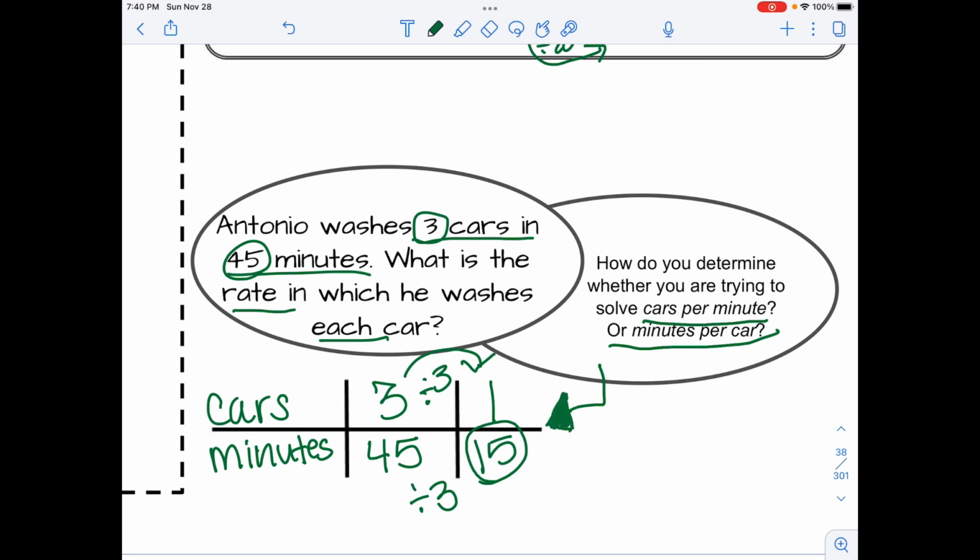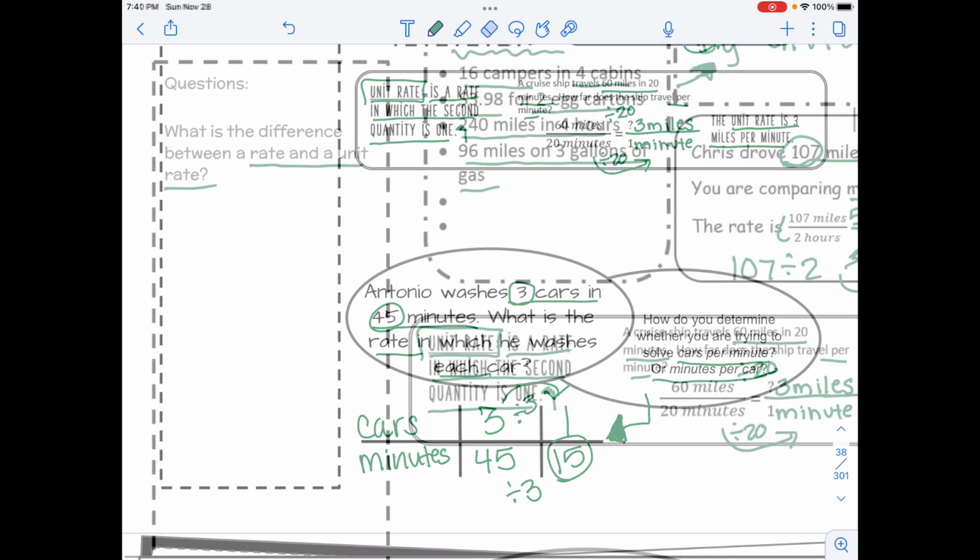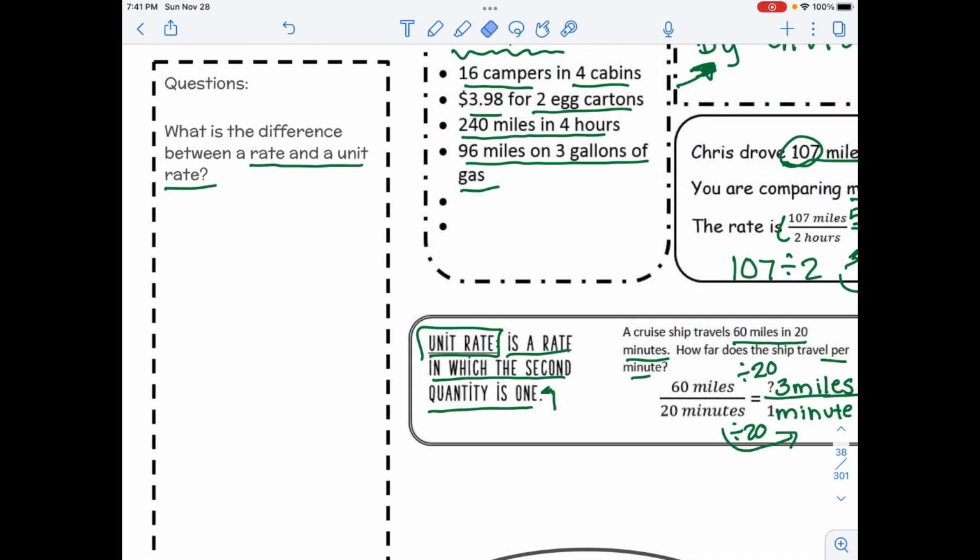So remember how we label the hashtag. All right, let's go answer this question up here. What is the difference between a rate and a unit rate?